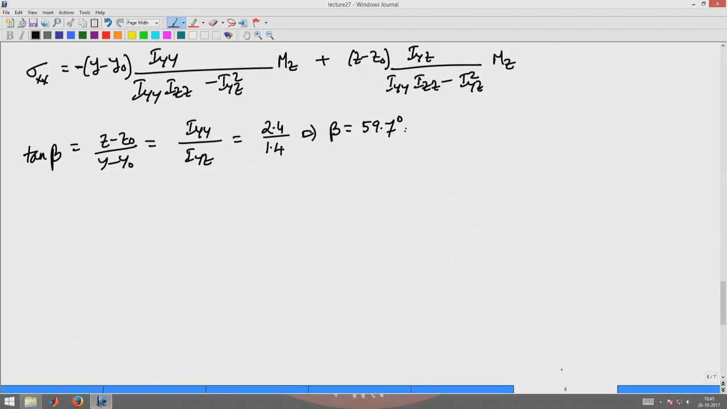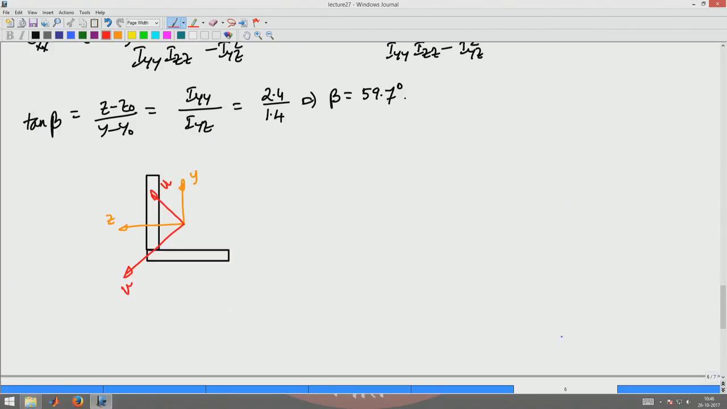59.7 degrees. Okay. So now if you look at the angle section, the principal axis is oriented at 45 degrees, but the neutral axis is oriented at 59.7 degrees. Okay, that is, the neutral axis is oriented in some line like that. This is the neutral axis, and its orientation from the vertical is 59.7 degrees.